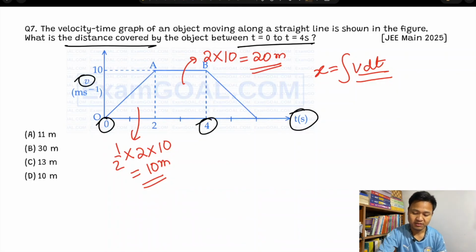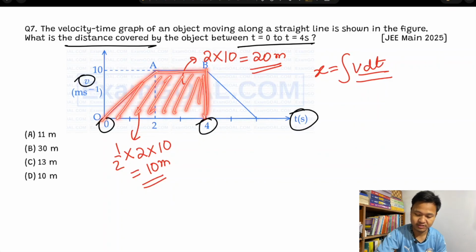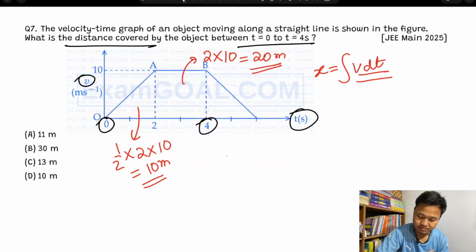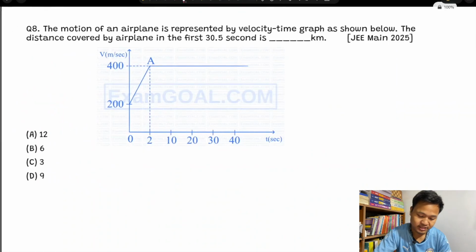So that means from here to here. Okay, so only this part area you have to find out. The total area, so 10 plus 20, okay, so that means 30. Total distance traveled is 30. So simple question. Okay, next question.